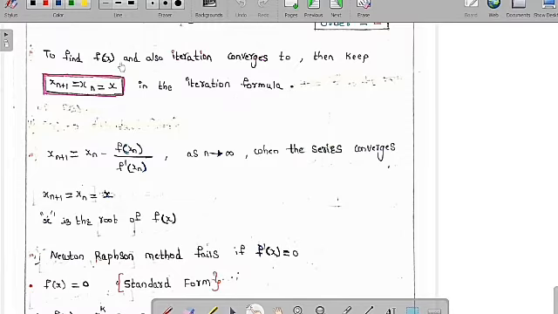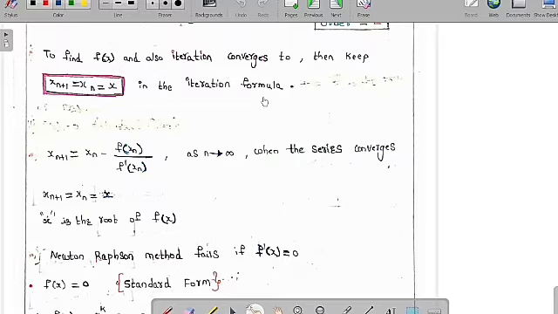To find the function f of x that an iteration converges to, set x of n plus 1 equal to xn equal to x in the iteration formula. Suppose in the questions they give you the iteration formula, that is the iteration function, and they want to figure out what point this iteration is going to converge to, or sometimes they can ask for the original function f of x for this iteration.